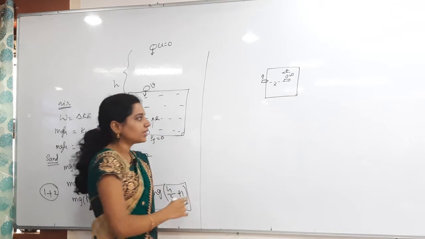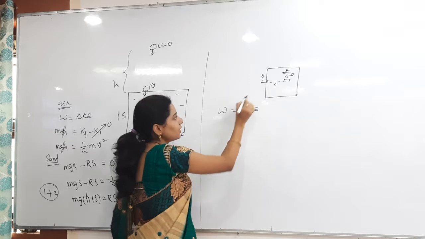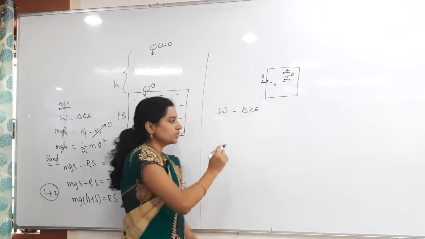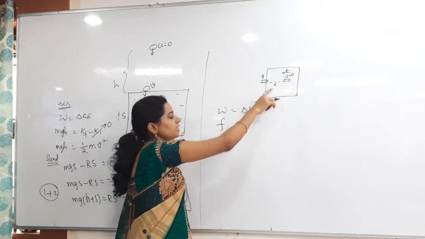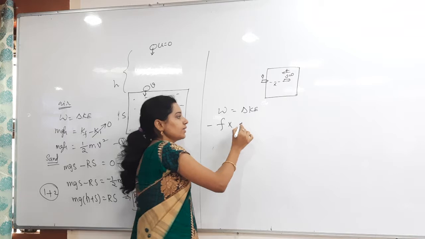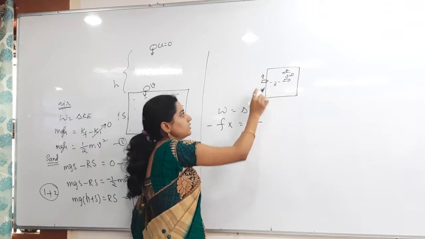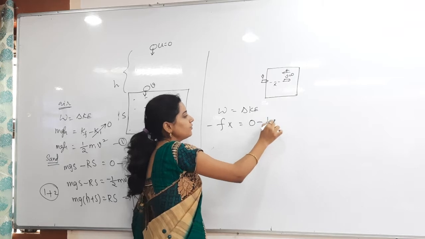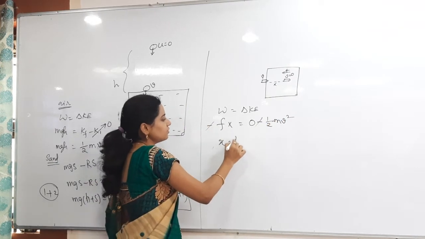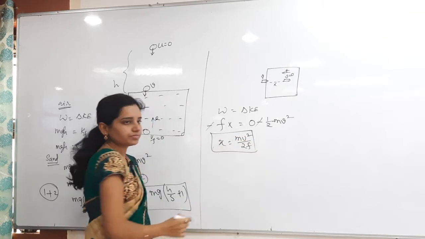Now clearly I can write, the work done is equal to the change in kinetic energy, and the work done is by which force? A frictional force. Frictional force into the displacement x, in minus Fx, is equal to the change in kinetic energy. Final velocity is 0, minus initial kinetic energy, half m v square. Minus gone, then x is equal to m v square by 2F. That's it. Very simple.